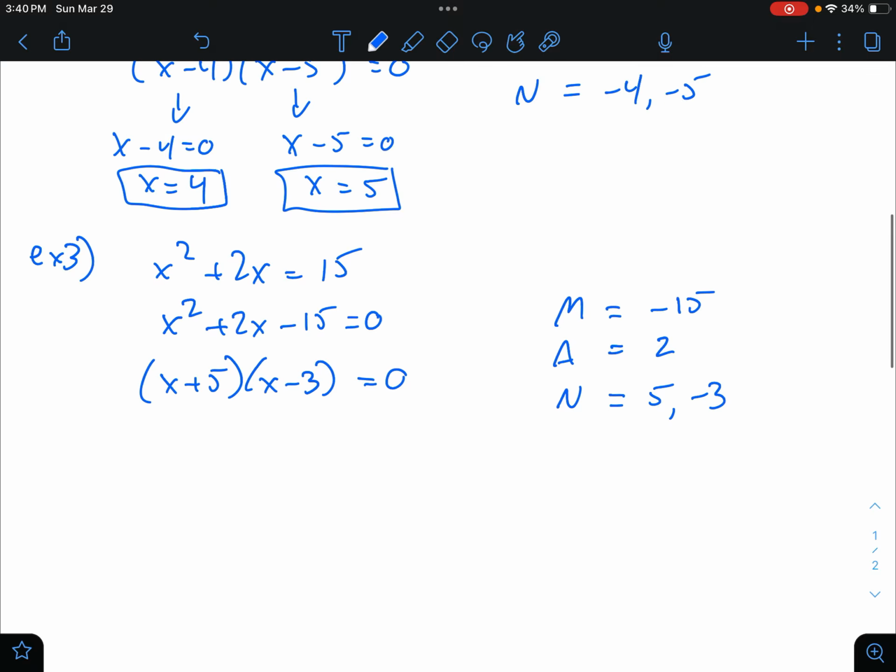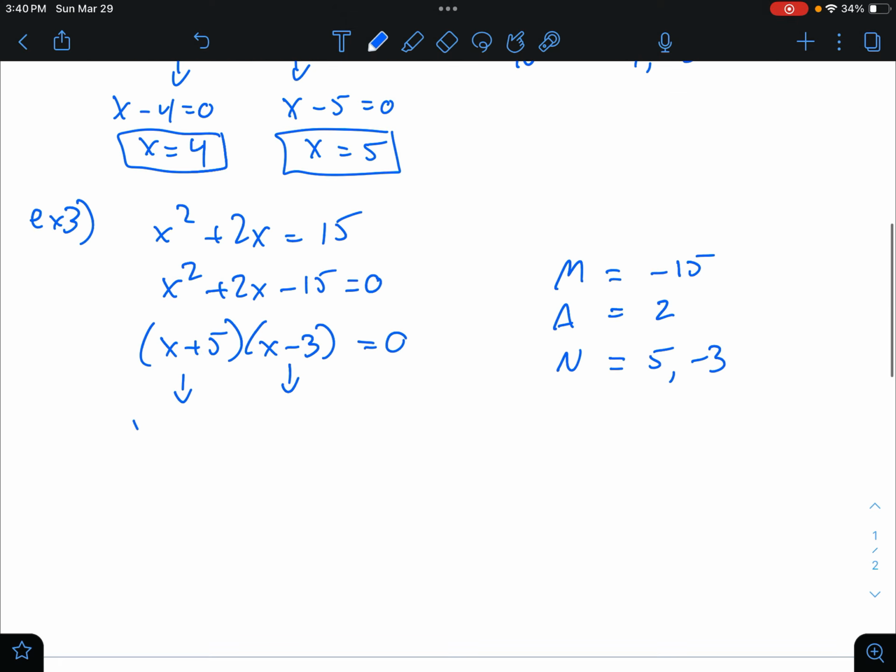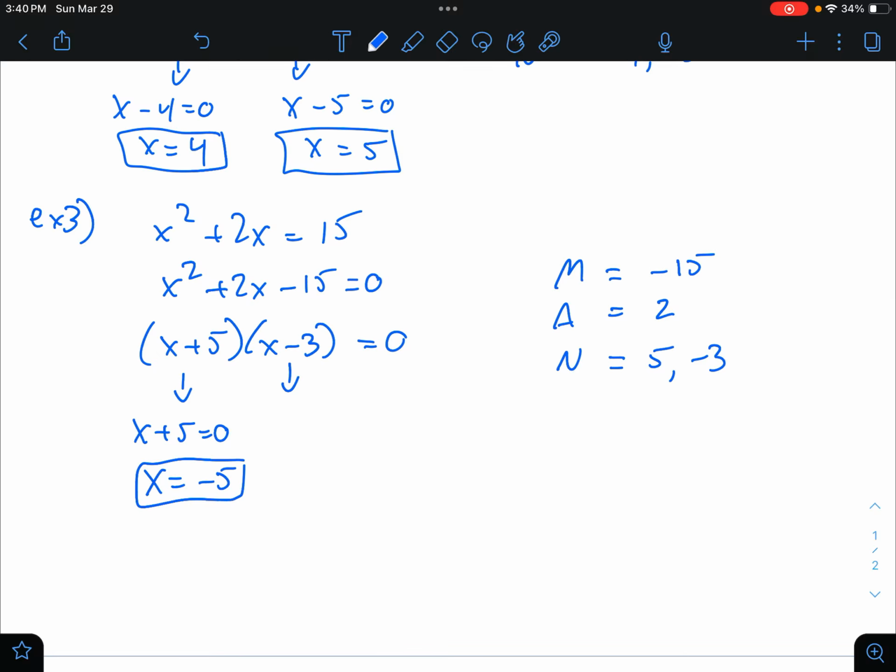And then just like the previous examples, we're going to go ahead and get our little mini equations. So we'll say x plus 5 equals 0. Bring the 5 to the right side, it becomes negative. So we're going to get x equals negative 5. There's one answer. And the one on the right, we have x minus 3 equals 0. We bring the negative 3 to the right side, it switches signs, it becomes positive, and you have x equals positive 3. And those are the two solutions for this quadratic equation.